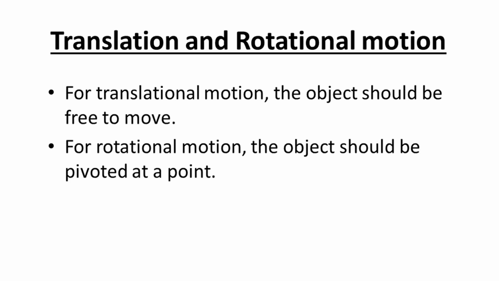Now, if all the wheels of chair are locked so that it is not free to move, and now if we apply force at this point, the seat of chair will start to rotate about the rod of chair. Thus, for a translational motion, object should be free to move, and for rotational motion, object will be fixed at a point.